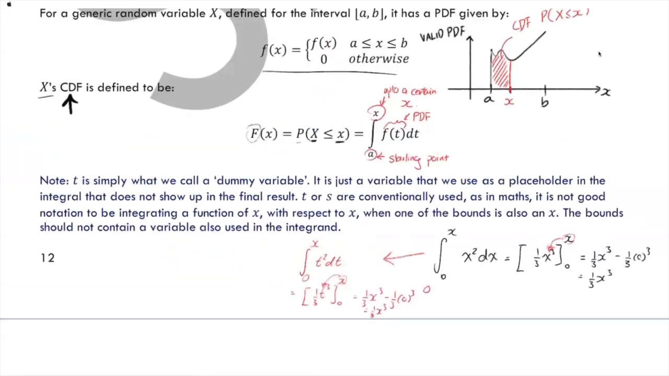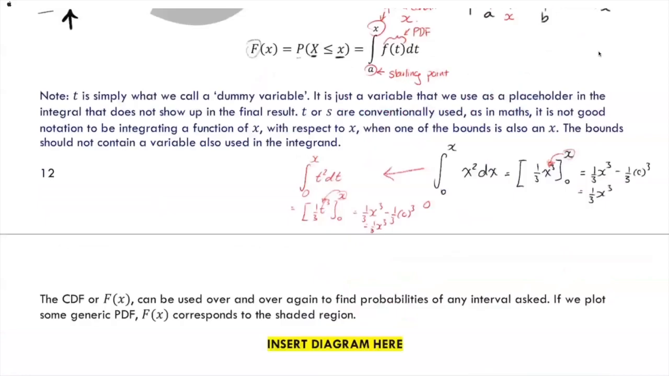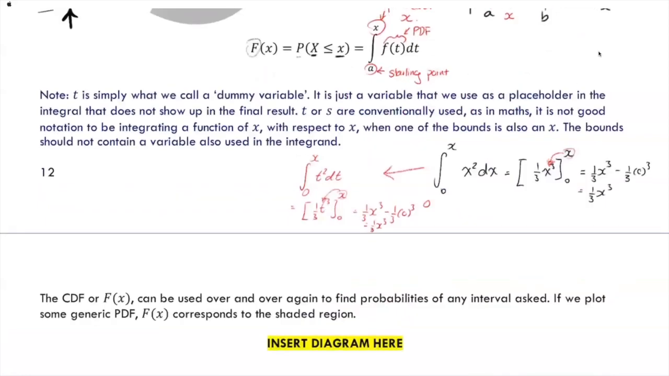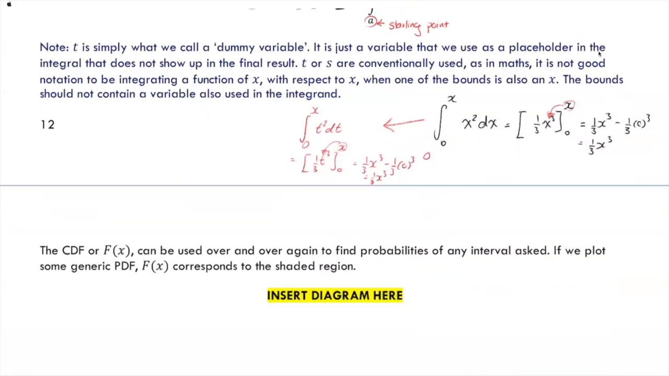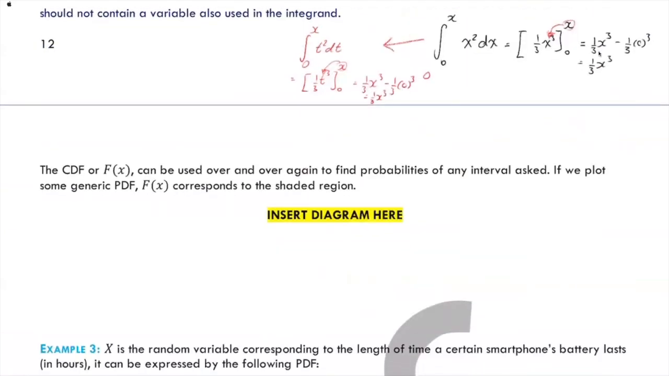So that there is your CDF: the integral from the starting point up to a certain value. So the CDF, or capital F of x, can be used over and over again to find probabilities of any interval asked. Oh, so you can just plug the number in, and then it'll give you the cumulative, yeah.